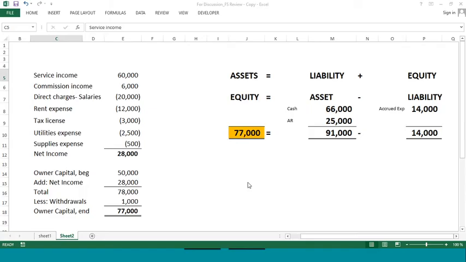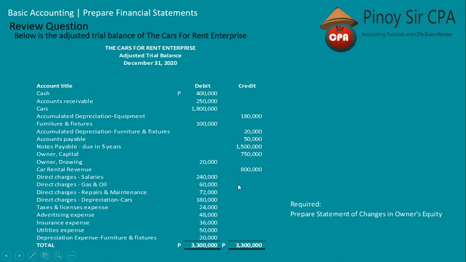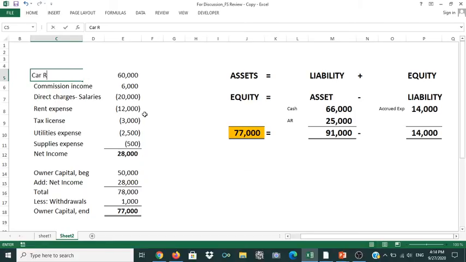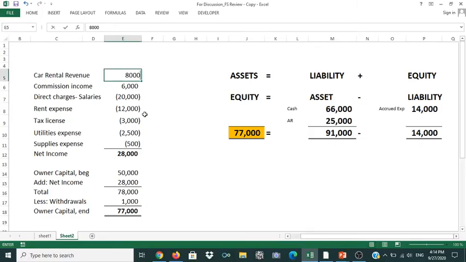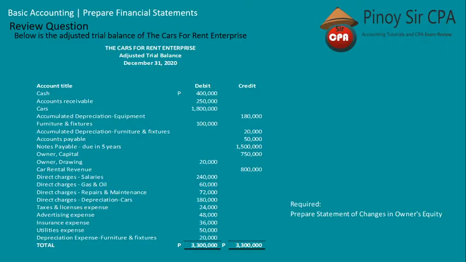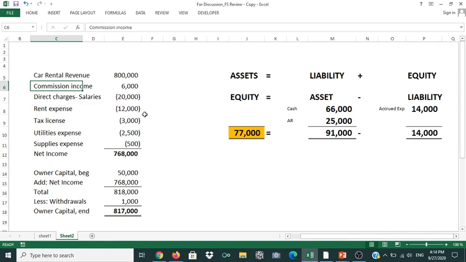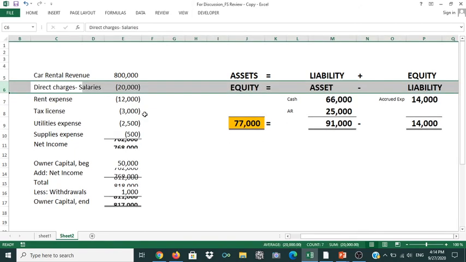So, you have the service income, pero specifically, ang tawag nila, car rental revenue. So, sulat natin, car rental revenue. How much is that? 800,000. Okay? Then, wala na, other income. Wala nang other income. Delete lang natin to.